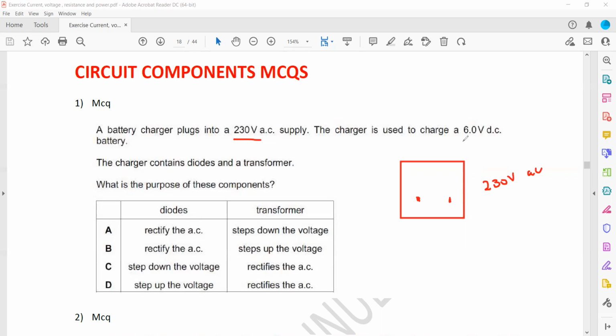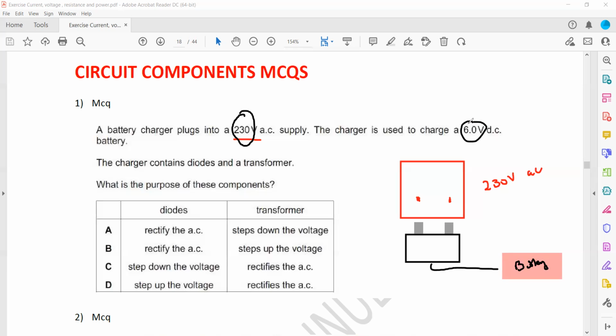The charger is used to charge a 6 volt DC battery. So there's a battery which we want to charge. For example, there's a battery, or you can say a mobile, so we have to use a charger. It was 230 volts, and we want to convert it into 6. Whenever we want to reduce the voltage, whenever we want to change the voltage, what is the component we use? We use a transformer.